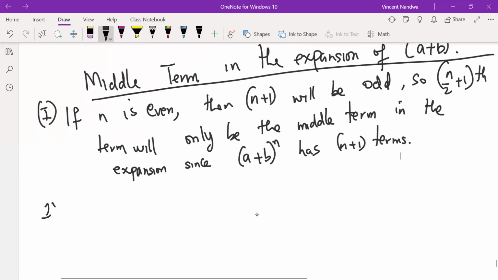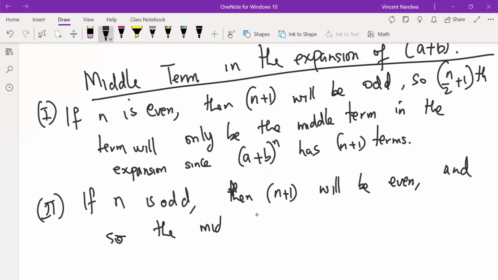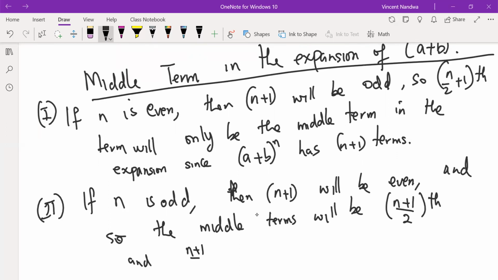But when n is odd, then n + 1 will be even, and so the middle terms will be the ((n + 1)/2)th and ((n + 1)/2 + 1)th terms. So we do an example to illustrate what this means.